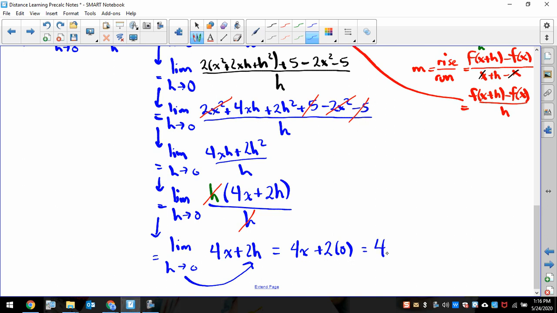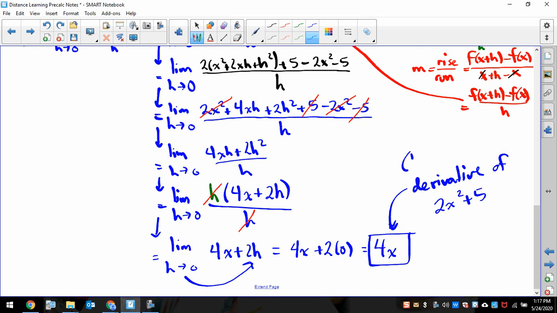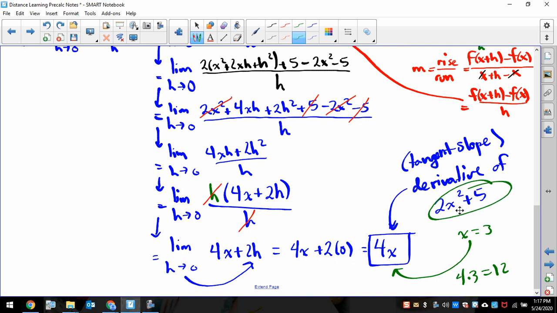And we're just left with 4x. This is called the derivative of the original function, 2x squared plus 5. Or you could also call it the tangent slope. So that means if I wanted to know what the slope is, say, at x equals 3, I could plug in x equals 3 here and find 4 times 3 is 12. So the slope of this graph, of that parabola at 3, is 12.